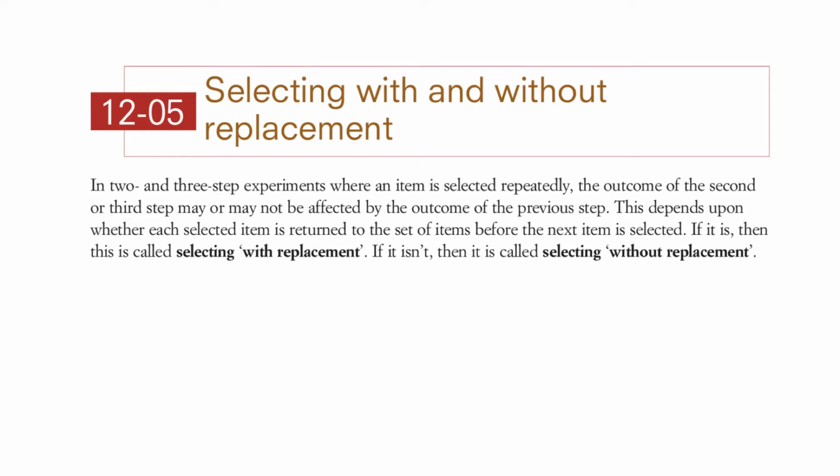Selecting with and without replacement. In 2 and 3 step experiments where an item is selected repeatedly, the outcome of the second or third step may or may not be affected by the outcome of the previous step. This depends upon whether each selected item is returned to the set of items before the next item is selected. If it is, then this is called selecting with replacement. If it isn't, then it is called selecting without replacement.